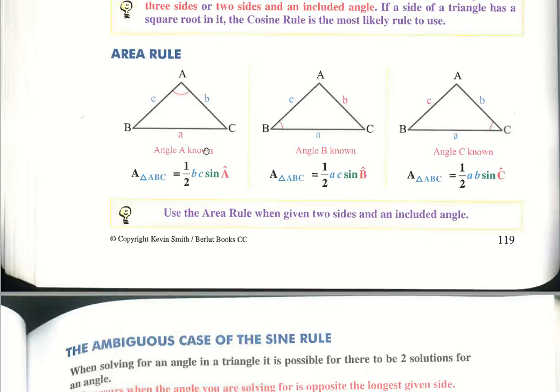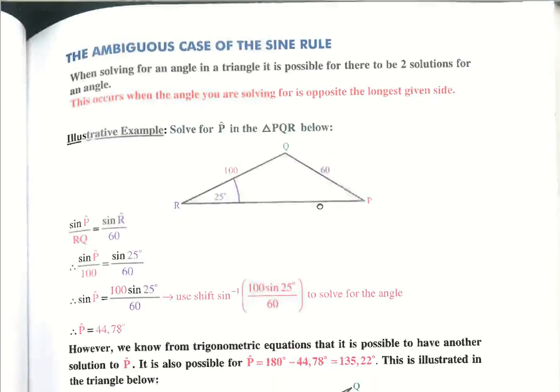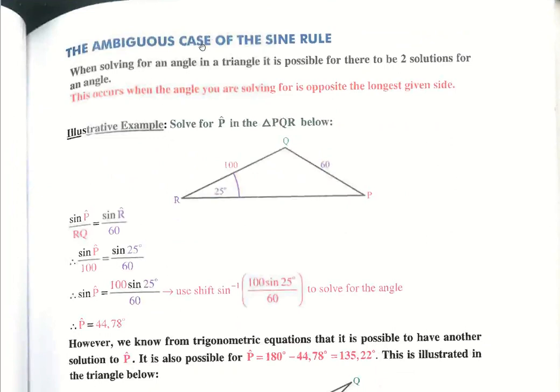You do not use the area rule in any other circumstance, until you understand that for this triangle, if they have the same base and the same perpendicular height as what we learned the other day in trig, then you can make the two areas equal to each other. But unless they're asking you for the area or they've given you the area, you don't use the area rule, okay? And remember that the sine rule has an ambiguous case. What does that mean? The sine rule allows for two different solutions.